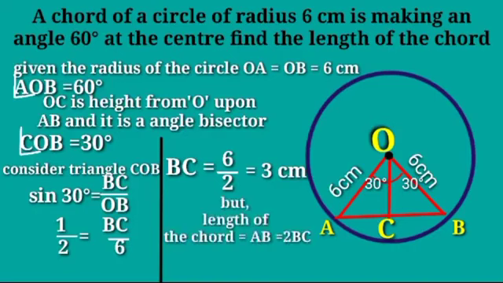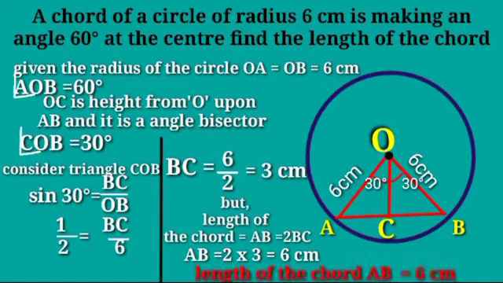But the length of the chord AB is equal to 2 BC. That's equal to 2 into 3. 2 3s are 6 centimeters. Therefore, the length of the chord is equal to 6 centimeters.